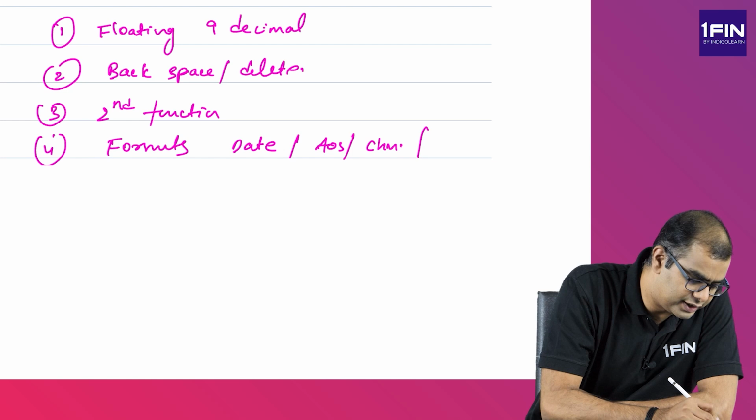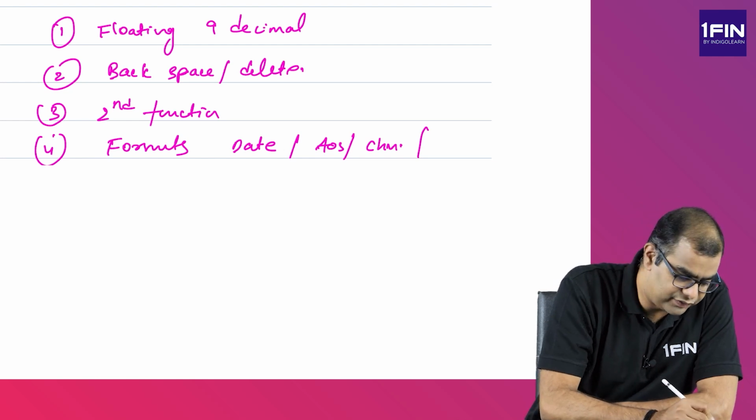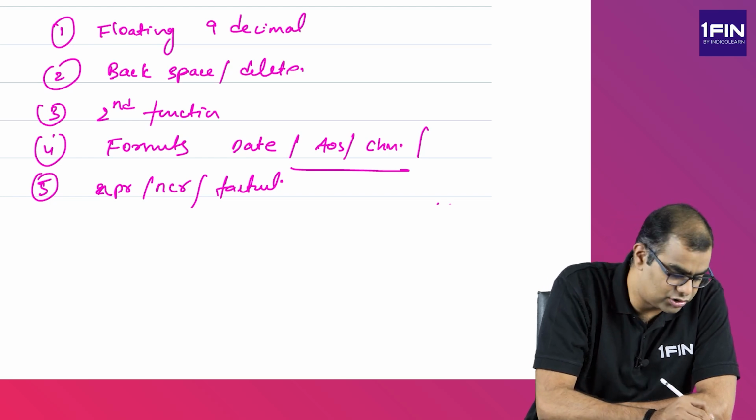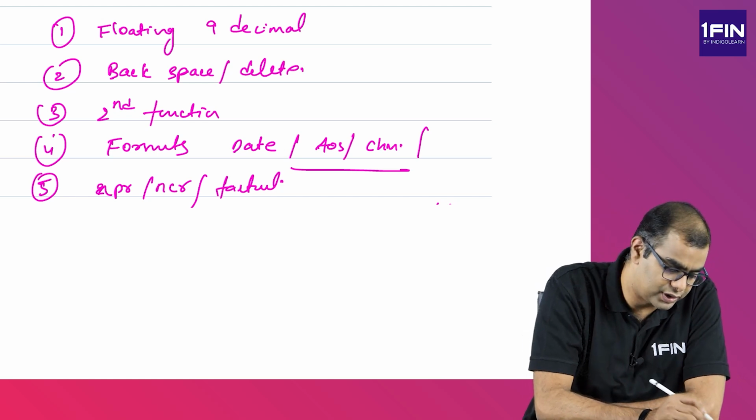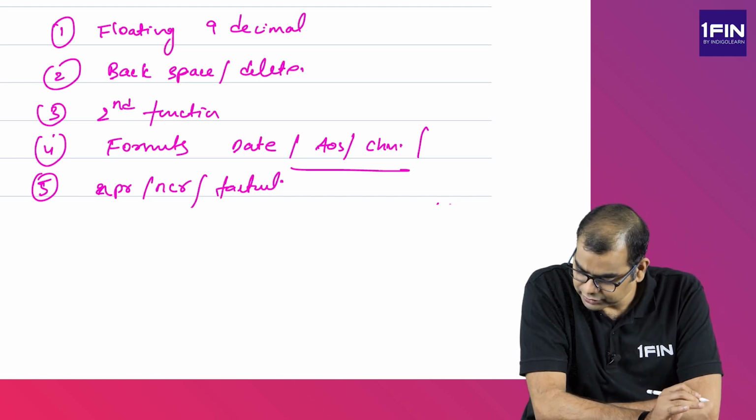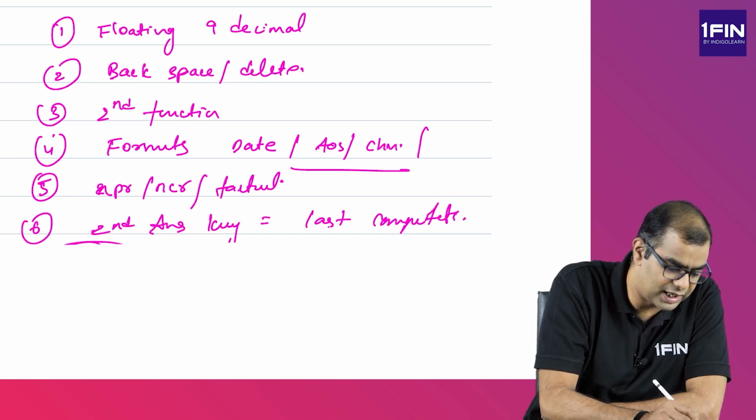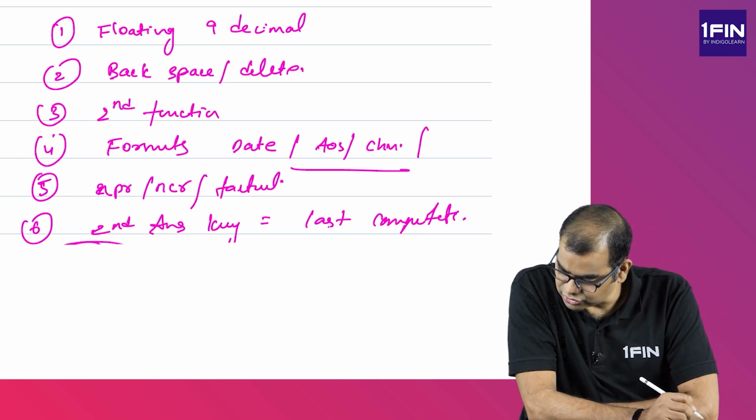So far we have looked at these formats, then we have looked at the second function, a few things about NPR, NCR, factorial, then we've also looked at the AOS chain, which is already done, then the second answer key will give you the last computation. Okay, this is all we have seen so far.